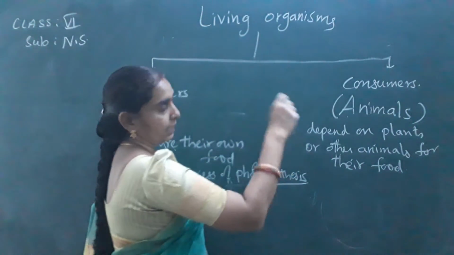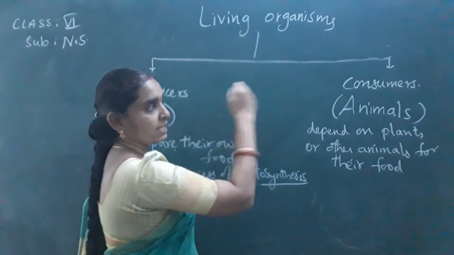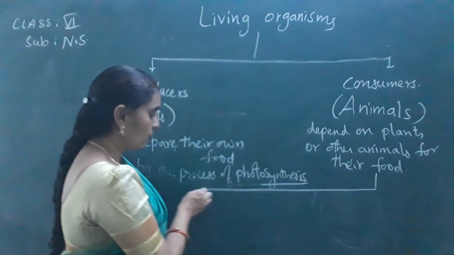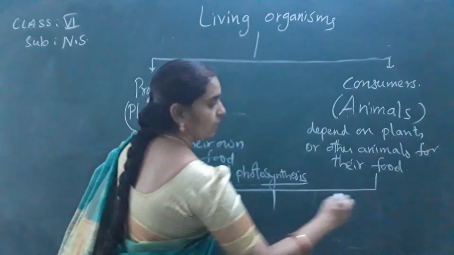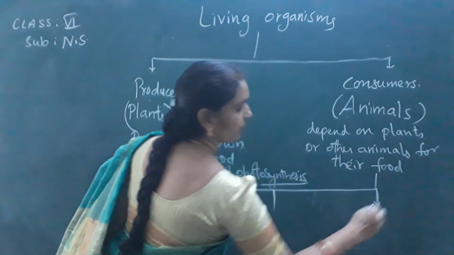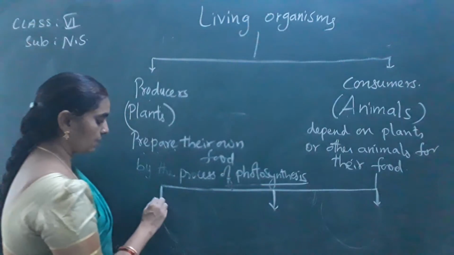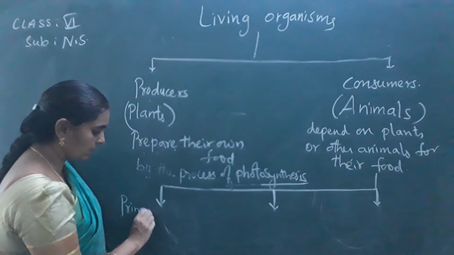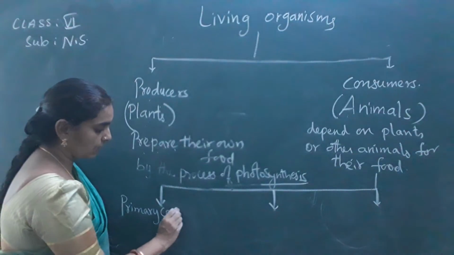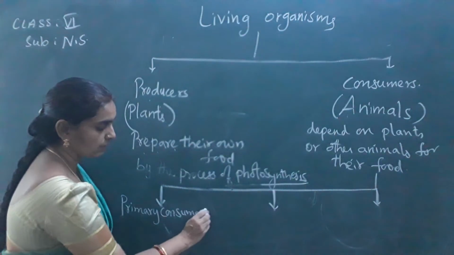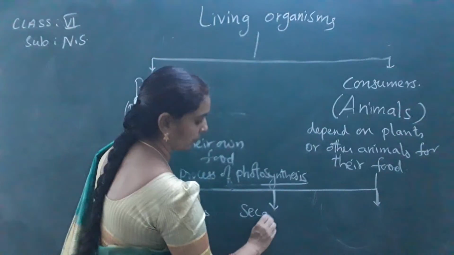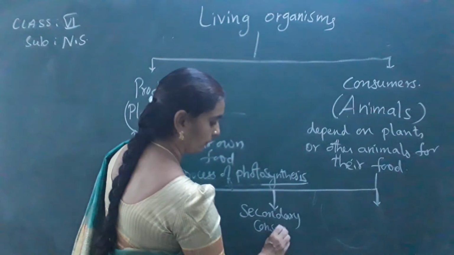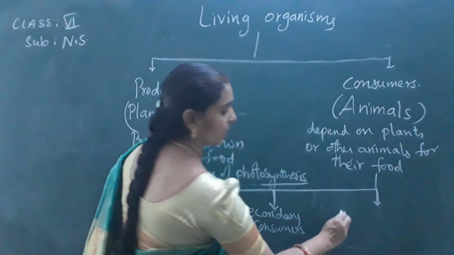Now, you'll see that as plants are producers and animals are consumers, consumers are again divided into three types. They are primary consumers, secondary consumers, and tertiary consumers.